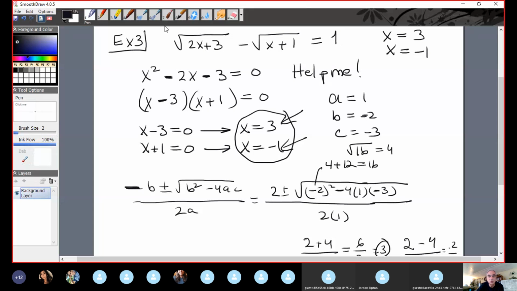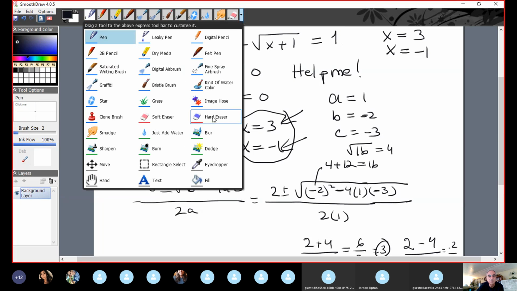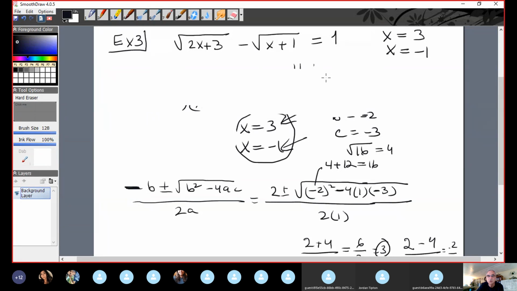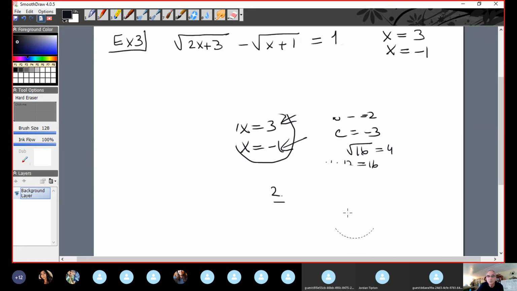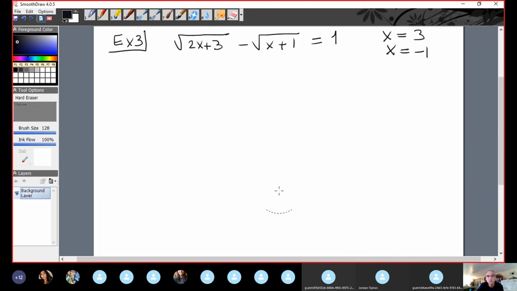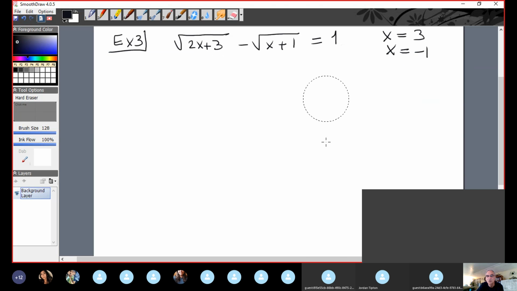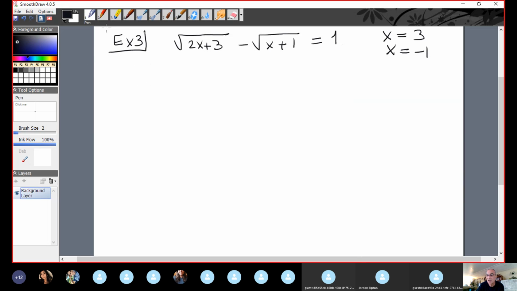Where do I substitute? Where do I substitute these values, 3 and negative 1? Correct. In what equation do I substitute? Both? Because I have only one equation, no? The original one, which I never touch, waiting for that moment. So you put it here and check.